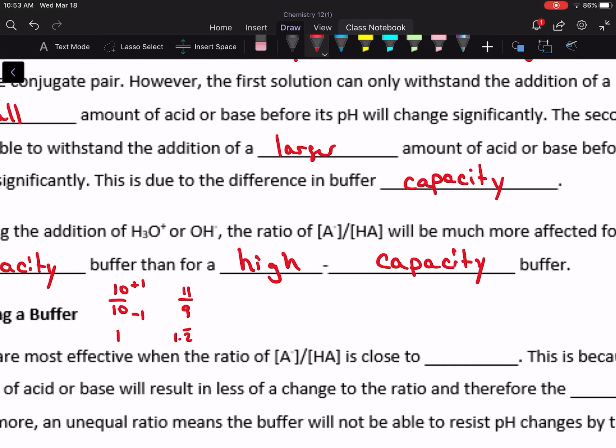Now let's say I have the same thing, but this ratio is 100 to 100 because I have a high capacity buffer, with higher initial concentrations. When I change this by +1 and -1, I'm now going to get 101 out of 99. That ratio is a lot smaller. It works out to being only 1.02, so the change is from a ratio of 1 to 1.02. So we can see that the ratio is a lot less affected when I have a higher capacity.